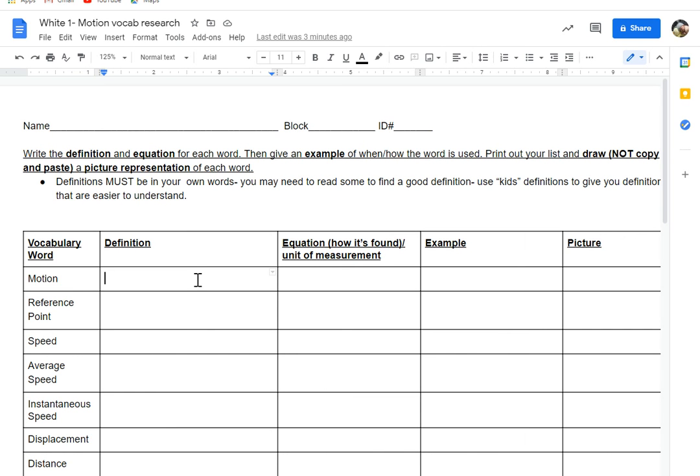Movement of an object over time. Okay, good. Movement of an object over time. Did anybody find anything else? I said something similar, but I said an object that changes its position over time. Changing position over time. So I'm going to put both of those, and whichever one you have is good. So, movement.